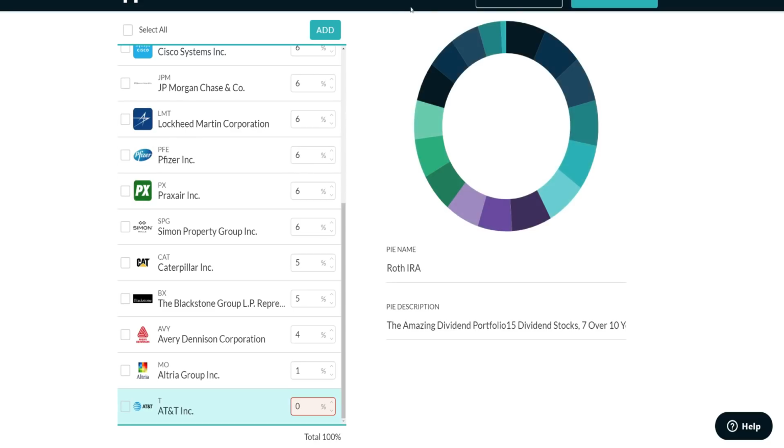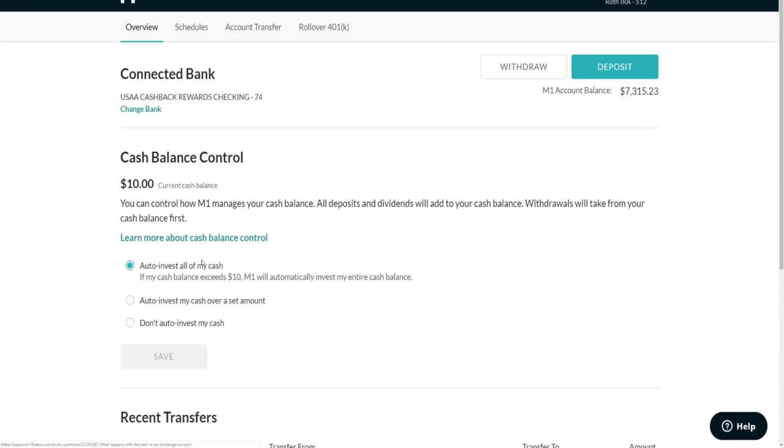Now you can check this underneath your funding. You have 3 options here. You have the auto invest. If your cash exceeds $10 or more, M1 Finance will automatically invest your entire cash balance. Every week I put $10 into the account.